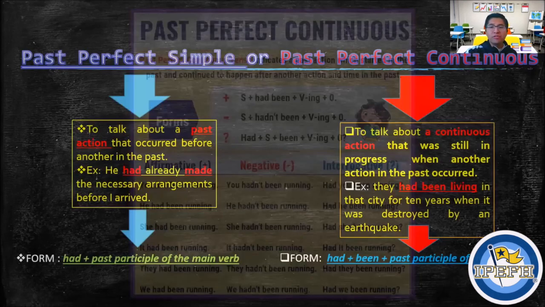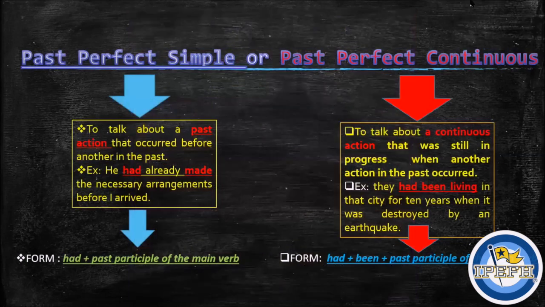All right, when to use the past perfect simple or the past perfect continuous? Well, we use the past perfect simple when we want to talk about a past action that occurred before another in the past. For example, he had already made the necessary arrangements before I arrived. We have mentioned the form, but anyhow, you have it here again. When do we use the past perfect continuous?